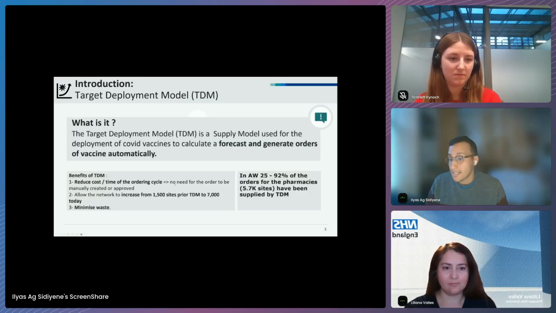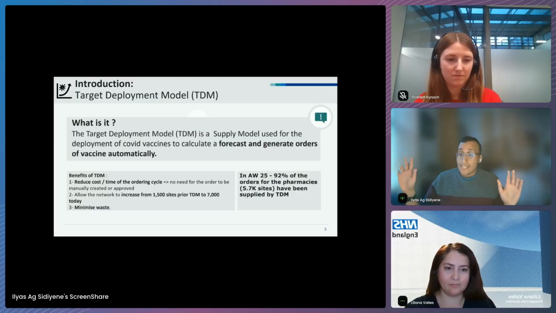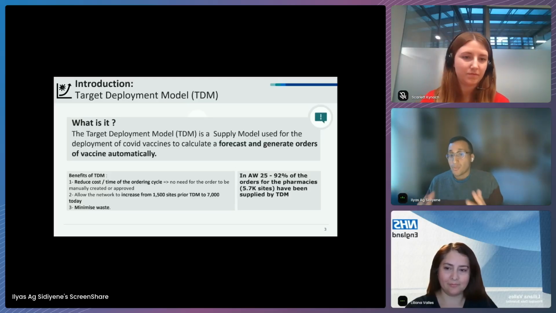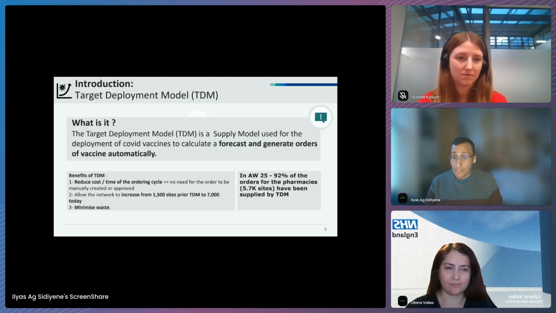The benefits, it means that it has dramatically reduced the ordering cycle because the order doesn't need to be manually created or approved, which allows basically the network to increase from 1,500 sites to 7,000 today. As I said, we have two hands. One is the inventory, one is the forecast. At some point last year, we thought that we've reached the ceiling of our ability to improve this forecast, and therefore we have reached to the data science team to see how we can improve the forecast and improve this model.